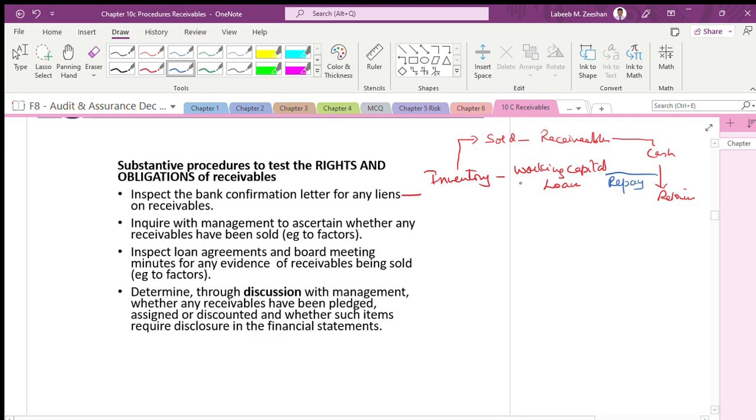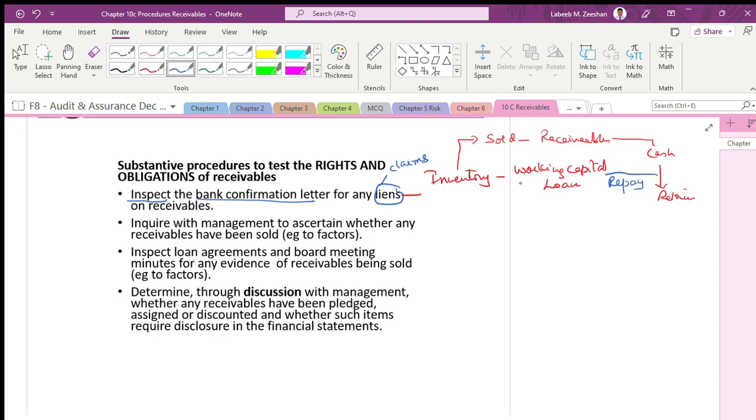Now, when you have the rights and obligations, you have to get the bank and inspect. Inspect means you have to oversee this. Inspect a bank confirmation letter for any liens. A lien is nothing but a claim. Are there any claims on receivables by the bank? You understand my point?